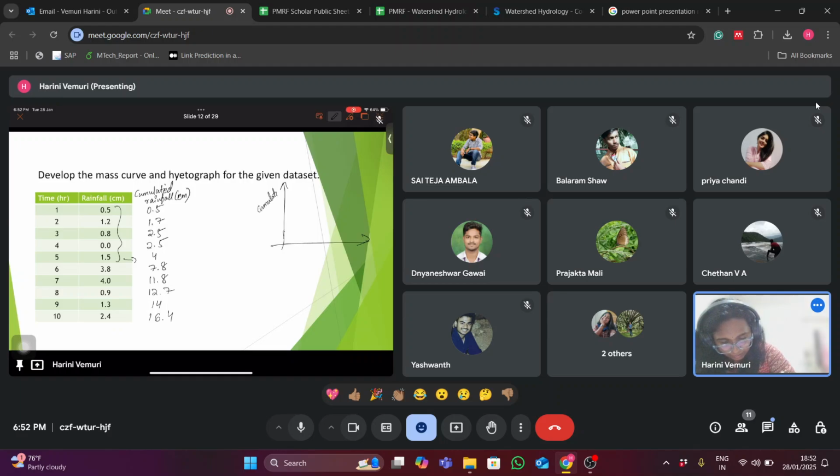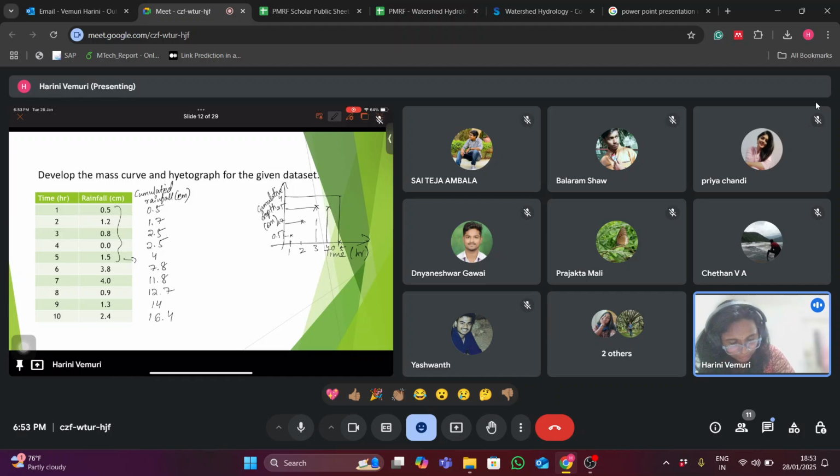So now when I'm plotting the mass curve, cumulative depth in centimeters versus time, it is in hours. So be sure to mention the labels and units of x and y every time whenever you are plotting. In the first hour, it is 0.5. I'm just randomly drawing it. Second hour, 1.7. Third hour, 2.5. Then again, fourth hour, it's 2.5 again. Fifth hour, 4.